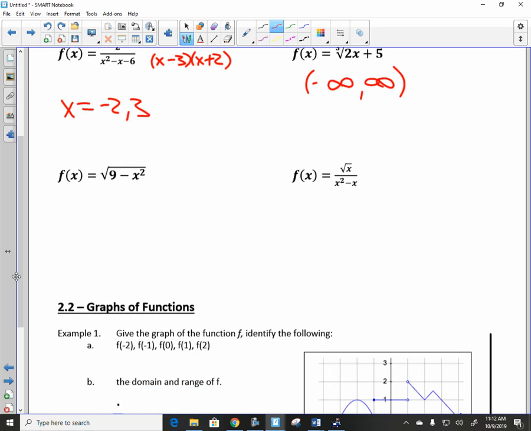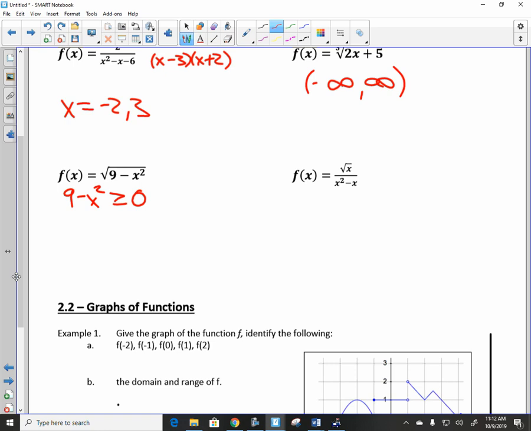Now we get to one that's challenging. You see the square root. You know you can't take a square root of a negative. 9 minus x squared must be greater than or equal to 0. You have an inequality that involves a squared.